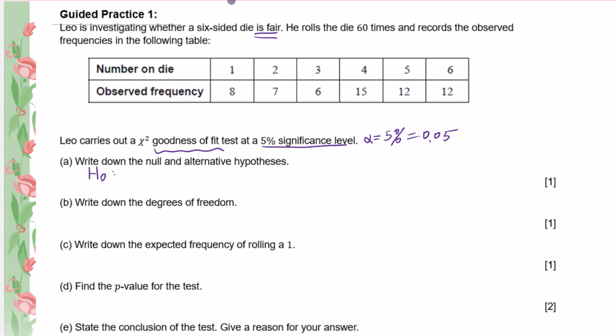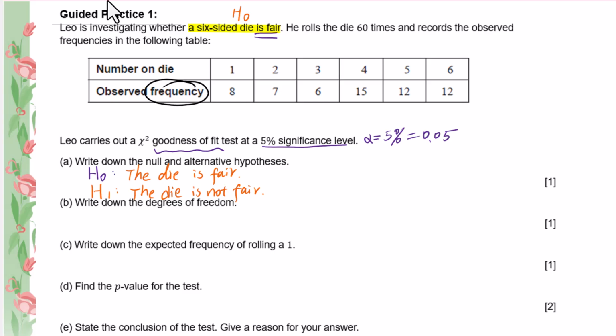H0. Go back and check what is tested: the die is fair. Go to H0. H0: the die is fair. H1: the die is not fair. B. Write down the degrees of freedom.